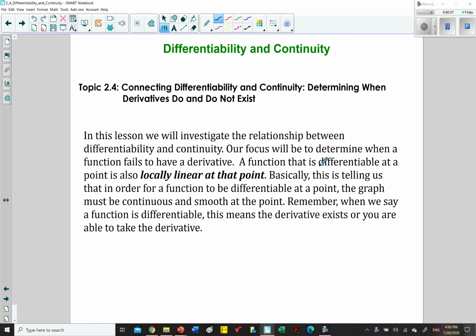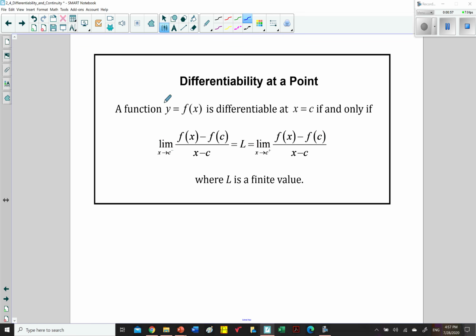A function that's differentiable at a point is called locally linear at that point. Basically, it's telling us in order for a function to be differentiable at a point, the graph has to be continuous and smooth at the point. Remember, when we say that a function is differentiable, we're saying that the derivative exists there, and we're able to take a derivative. So let's jump in here.